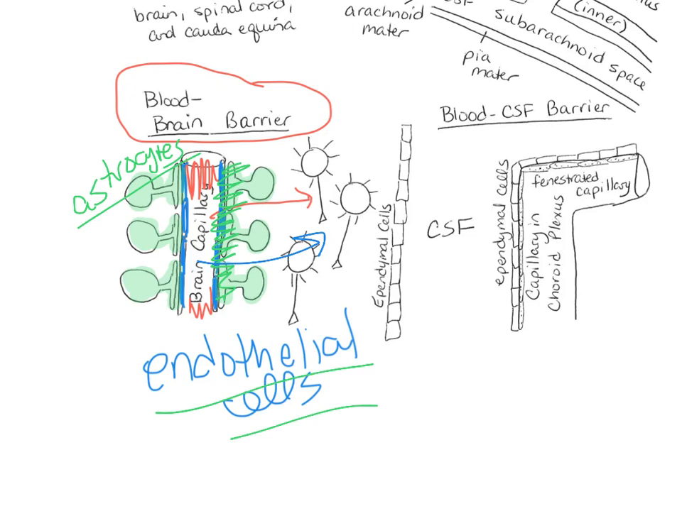There's also a blood cerebral spinal fluid barrier, because we also wouldn't want anything in the blood getting into the ventricles. And so the blood CSF barrier is created by the ependymal cells. And like I told you, it's those ependymal cells that produce the cerebral spinal fluid. Well, here they are also creating a barrier so that things from the blood can't get across, right? So they can't get across.